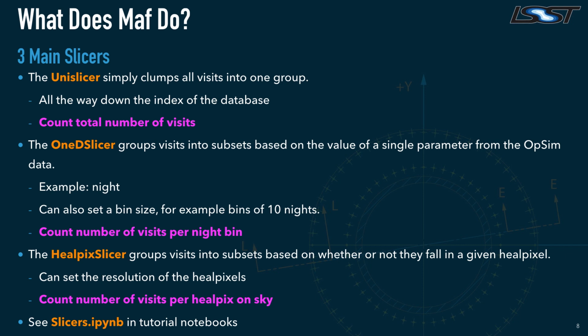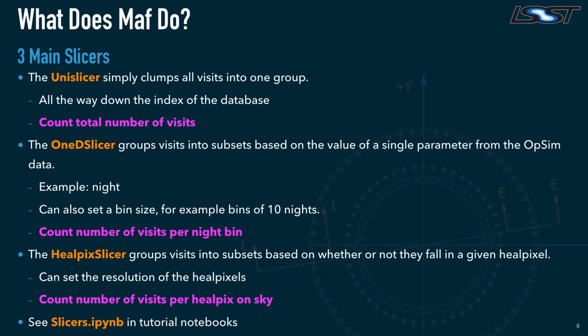And this last slicer, which is also extremely important, is the HEALPix slicer. What that does is it will take positions on the sky and map them onto HEALPix pixels. And so that'll allow you to look at things like the co-added depth at a given portion of the sky, or the average air mass for a given position on the sky. And so that again is also very useful. And again, you can go to the slicer tutorial to get information on that.